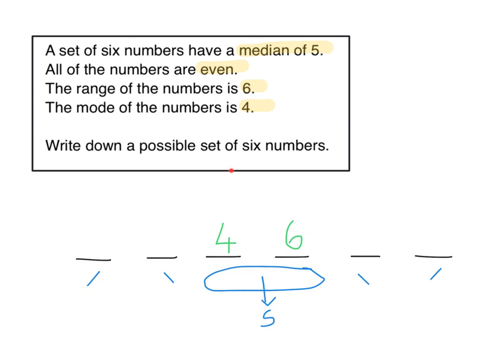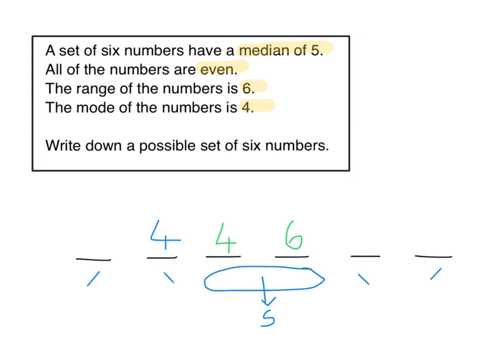Okay, next. The range of the numbers is 6. So the biggest take away the smallest must be 6. Now, we've already got a 6 in here, and we've got a 4. Let's just have a look at some of the others. The mode is 4, so the most common number is 4. So let's put a 4 here, because we know that there's going to be more than one 4, because it's the most common number.